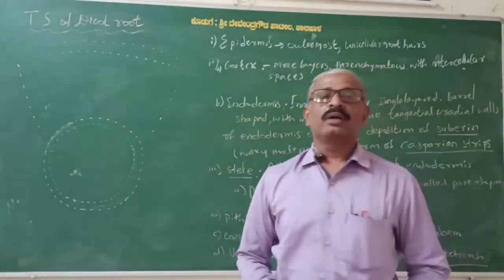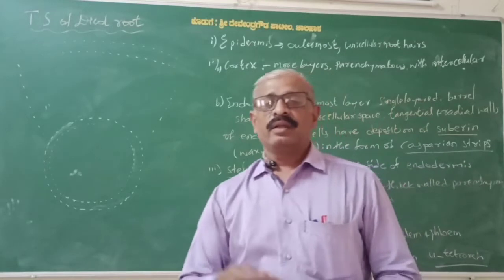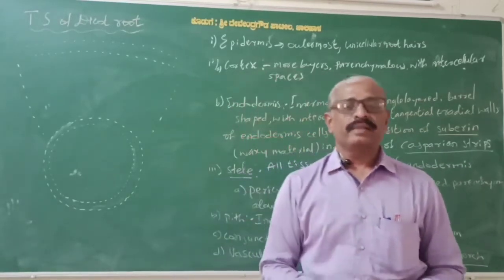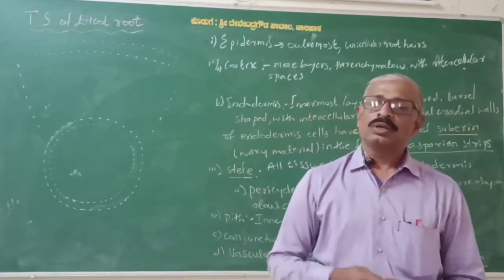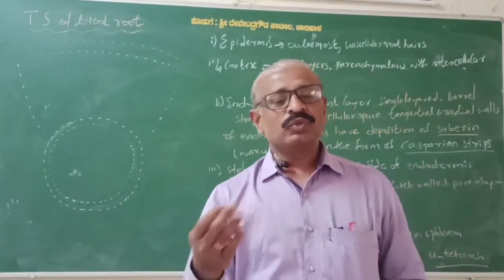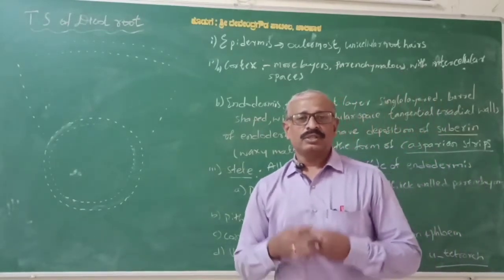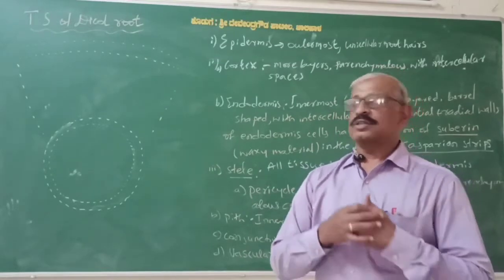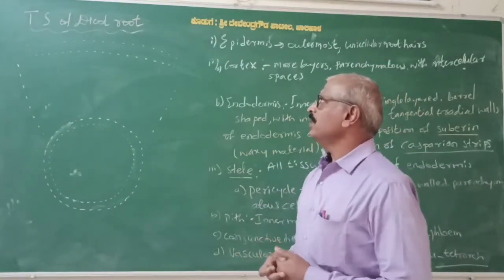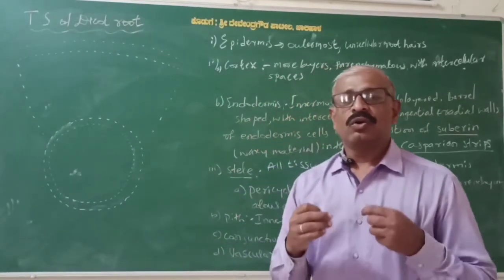After the completion of the ground tissue, we move towards the anatomy of the stem and root. Let's go through the stem and root: the monocot root, monocot stem, dicot root and dicot stem, and how the tissues are arranged inside these root and stem parts. Today we continue with the TS of the dicot root.